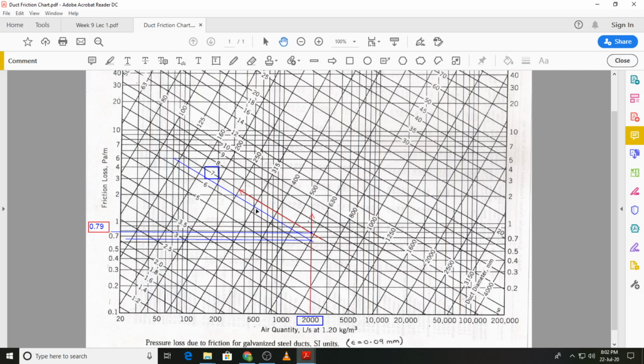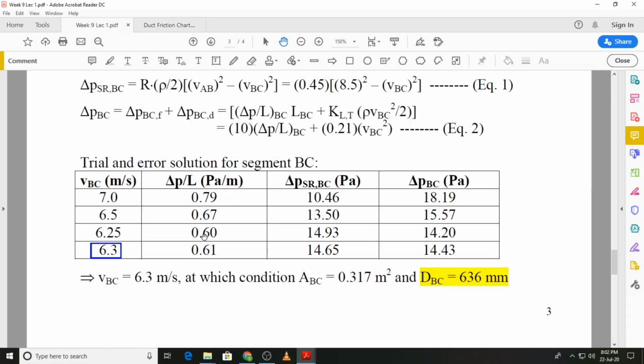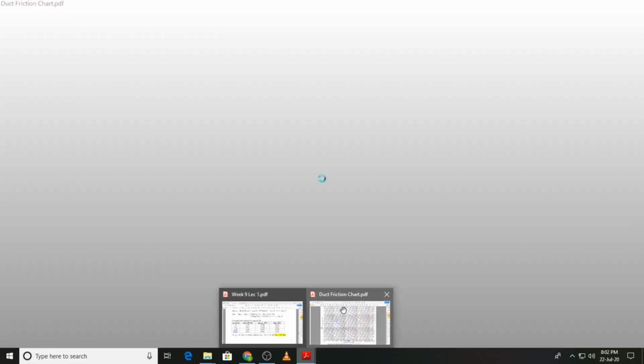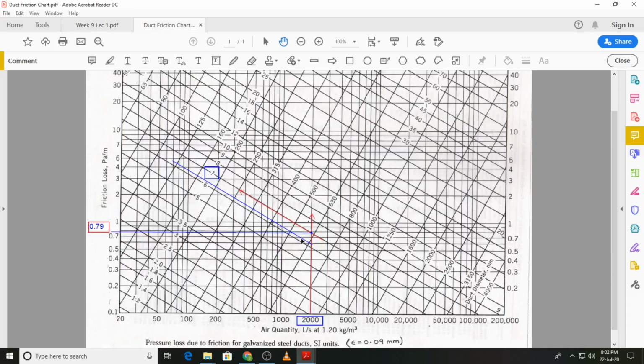And then again you will have to make another guess for VBC, which will now be 6.25. We again change this line, and we will have another point of intersection, which is, again you can see this is 0.5, this is close to 0.6. Let me see what we had over here. Yes, we had 0.6 over here. And then after fine tuning, you just shift this line slightly upwards, and when you do so, you will get a value of around 0.61.